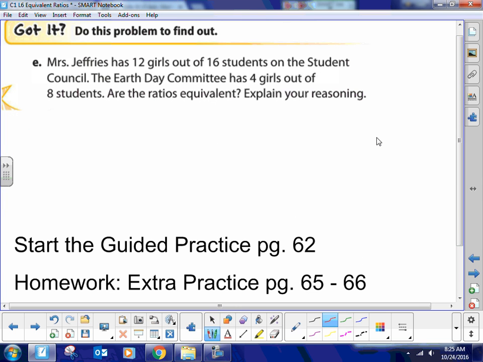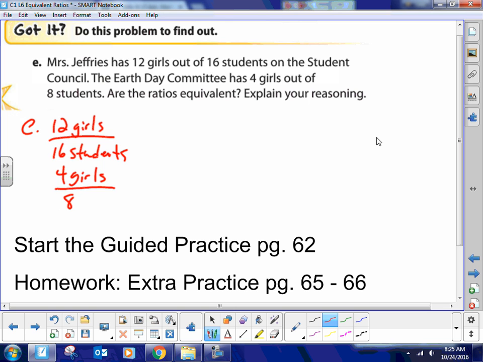So we got E, right? Ms. Jeffries has 12 girls out of 16 students on the student council. The Earth Day Committee has 4 girls out of 8 students. Are the ratios equivalent? So we got 12 girls out of 16 students. And we got 4 girls out of 8 students.